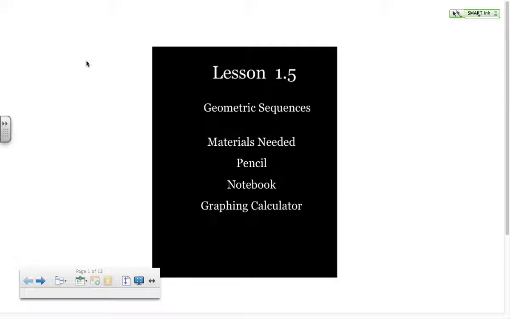I shouldn't have to harp on this again. We've already had a notebook quiz, but make sure you have your specific notebook. Graphing calculator will be handy as well.